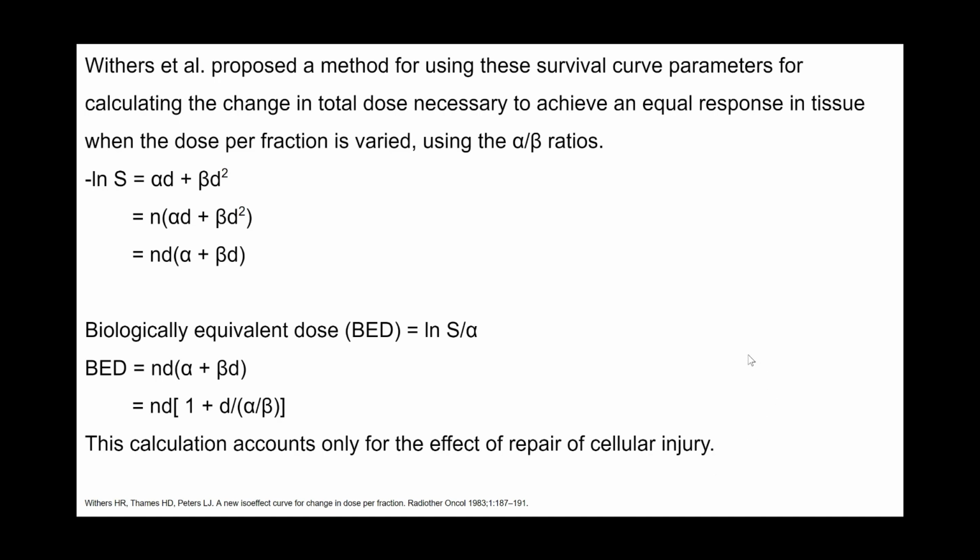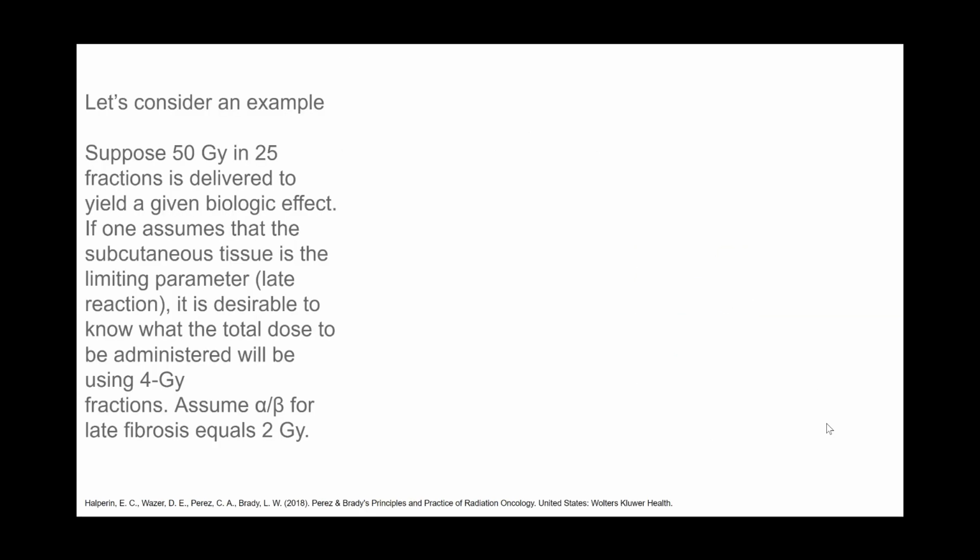There were a lot of factors which were actually influencing the effect of radiation on the tumor cell, but we are accounting only for repair of cellular injury. This is a very crude method of approximation, but it helps us a lot clinically. So this was the formula that we came upon finally, and we'll consider it with an example.